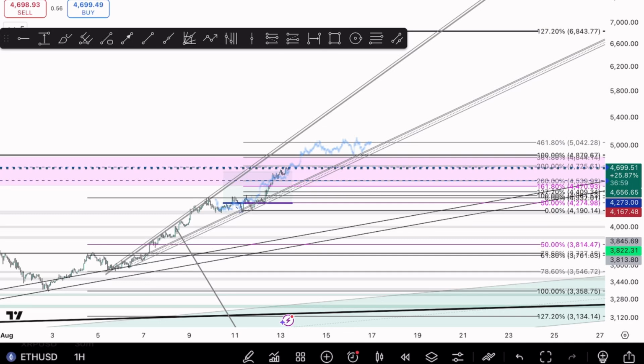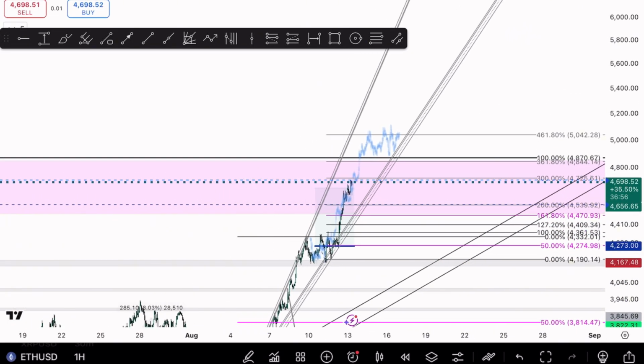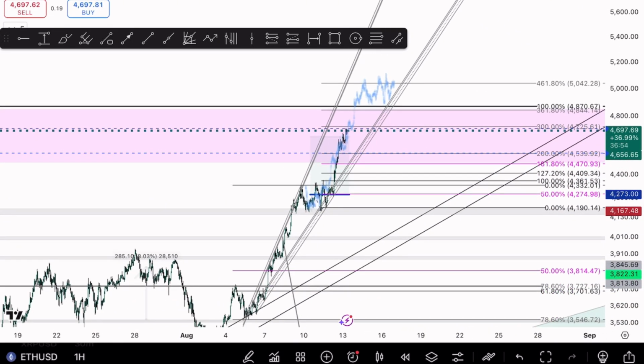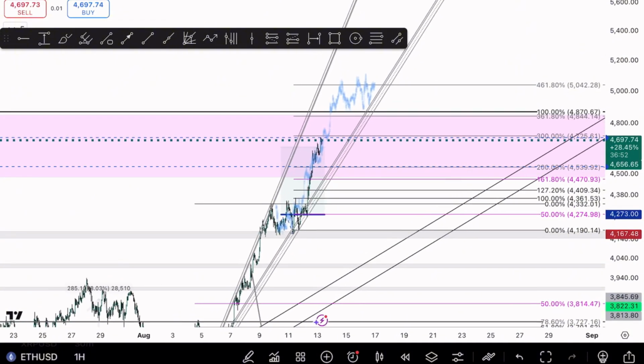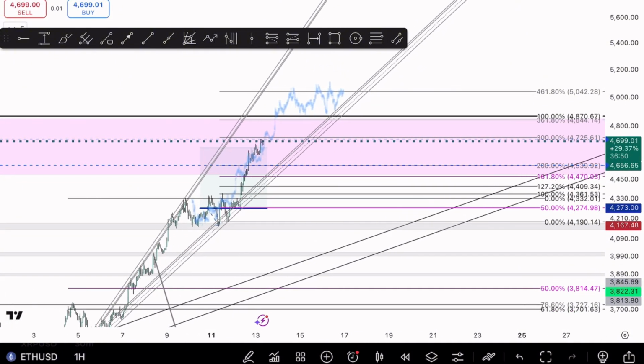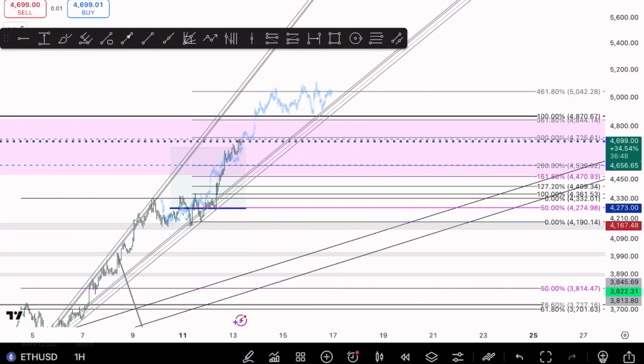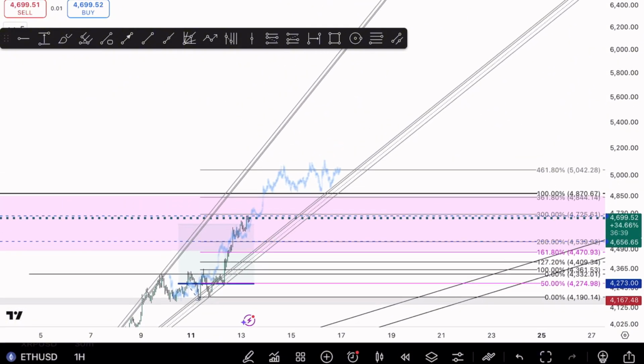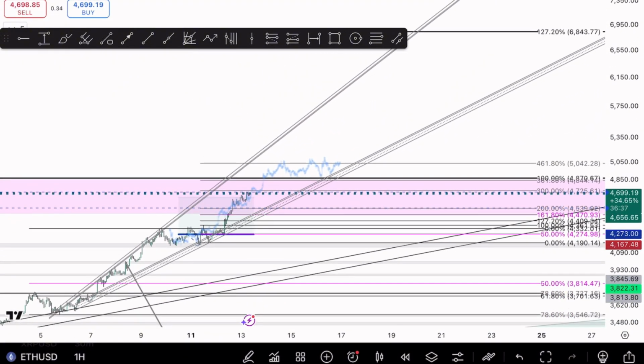All right, so that's Ethereum. So first price target is around 5,000. See if it can surpass all-time high of 4,800. And then next is see if it can make its way up to like 6,800.